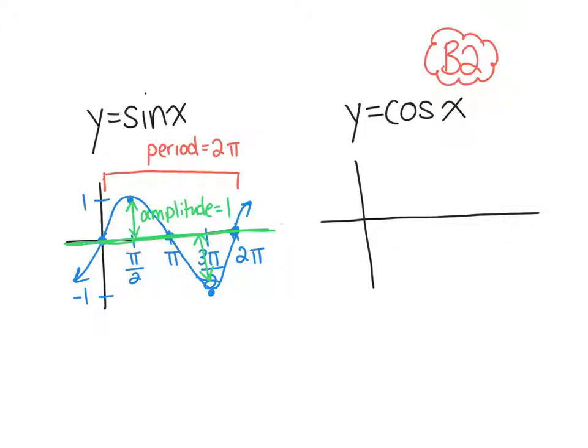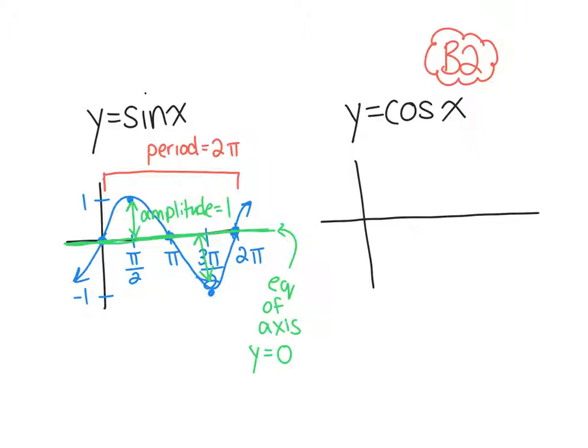Then we've also got this line right here, which we call the equation of axis, and that just splits our graph right in half. And the equation of our axis in this one is y equals 0. So those are like our three main key features: our period, our amplitude, and our equation of axis. And that holds true for sin x and cos x.